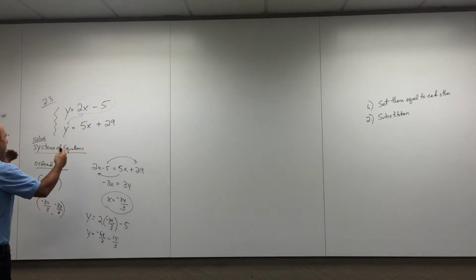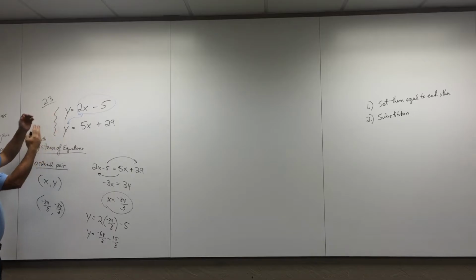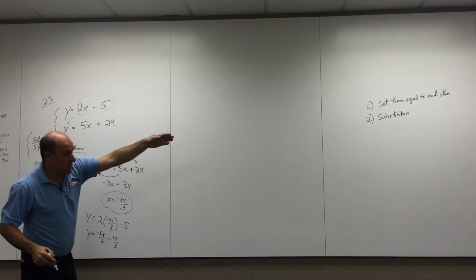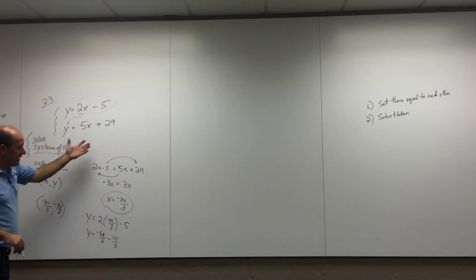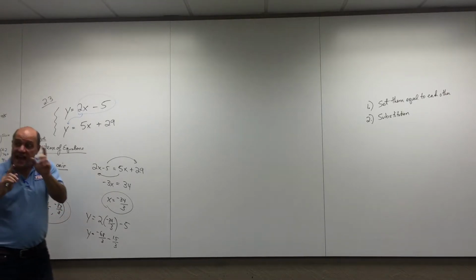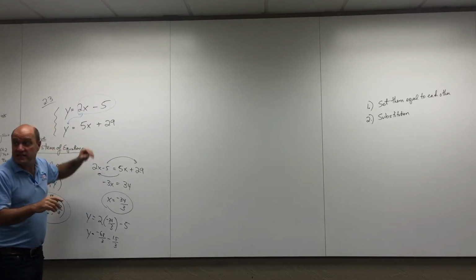So I presented this as a system of two equations, two variables. Let's solve the system of two equations, two variables. And we got a couple strategies. I got another strategy for you. Anyway, we did it. And there's our answer. And the answer is an ordered pair. It's an x and a y. It's the x and the y that satisfies both equations.